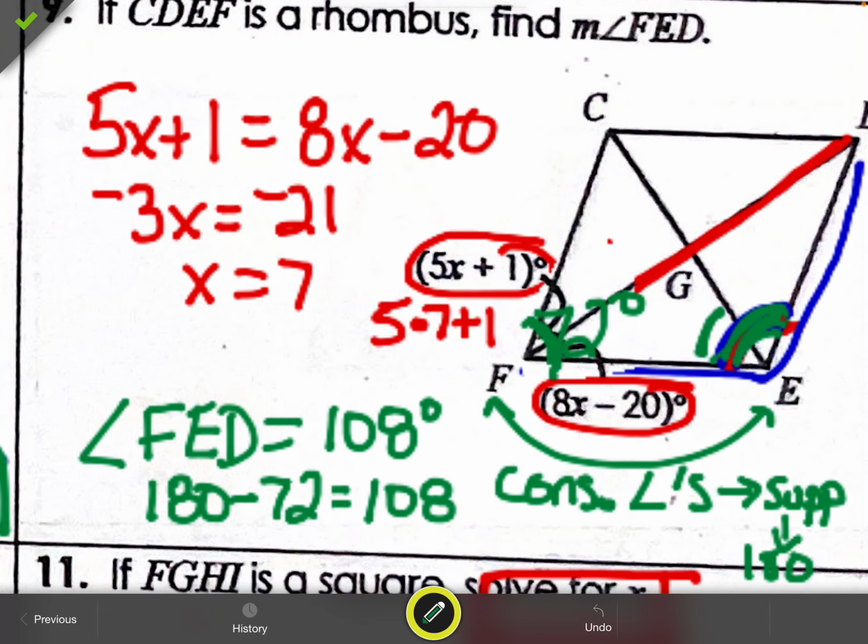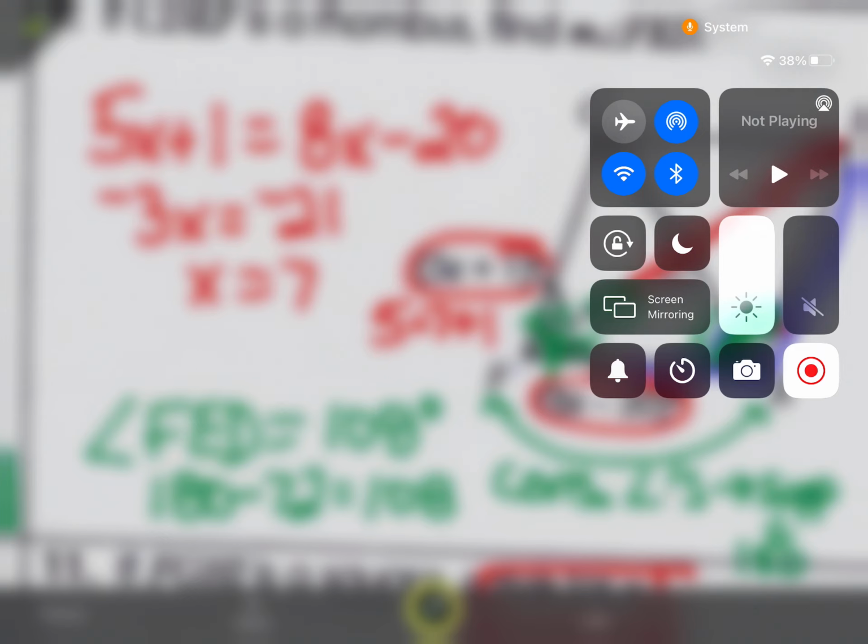Now, they could have asked you for this piece, and you would have divided 108 in half. They could have asked for any of these smaller pieces, but they just wanted this whole corner, so it's the 108. All right, again, if you have any questions, come see one of us, find us, rewatch the video, whatever you need.